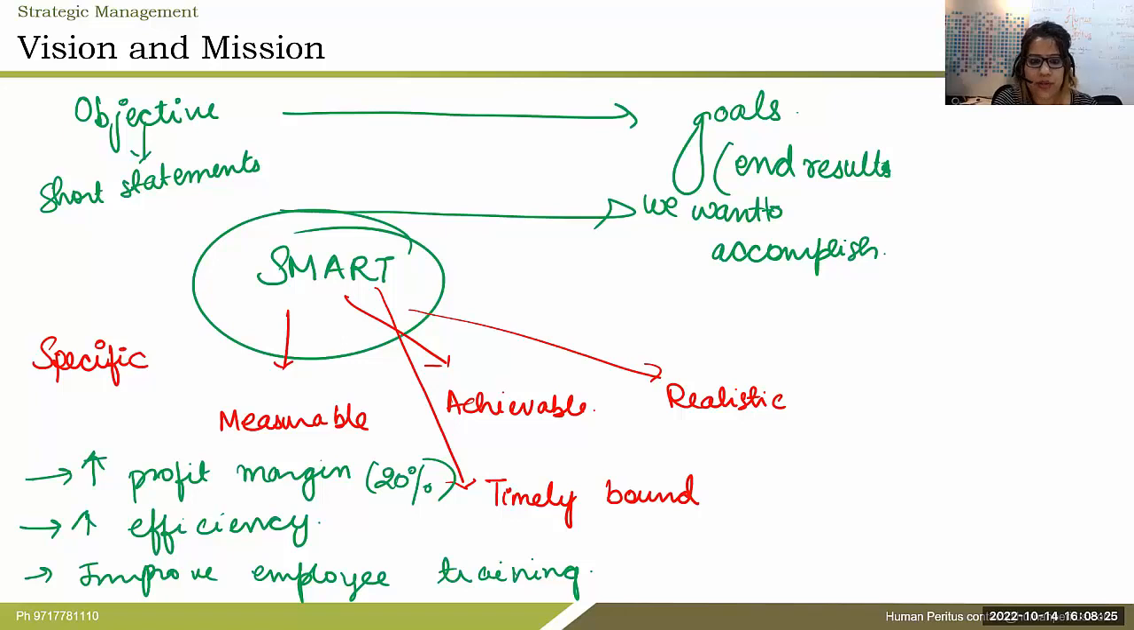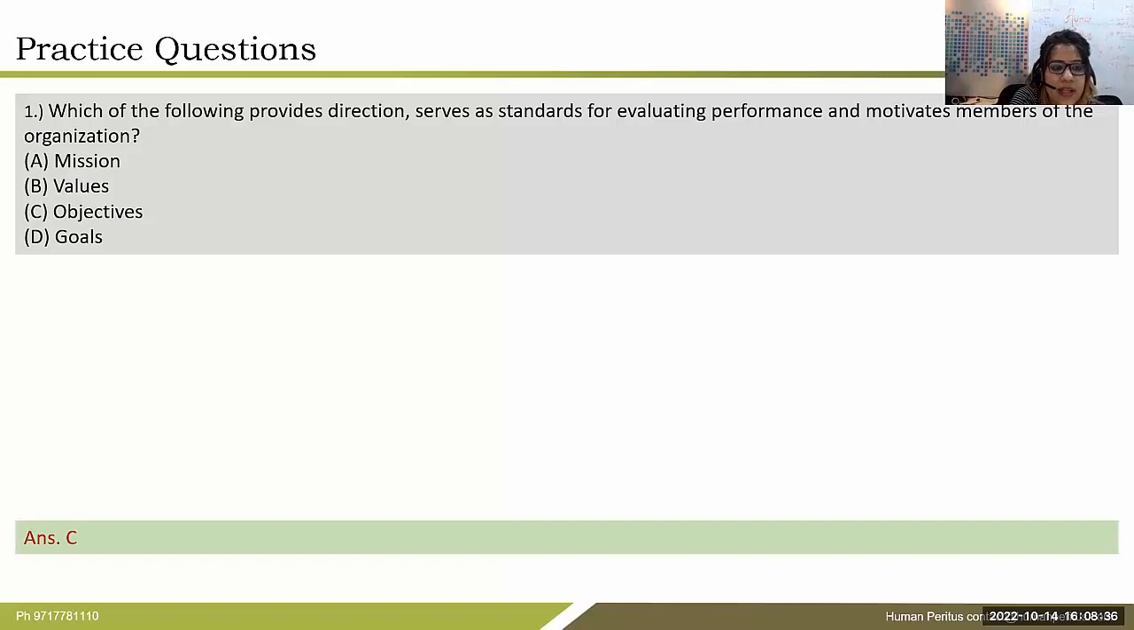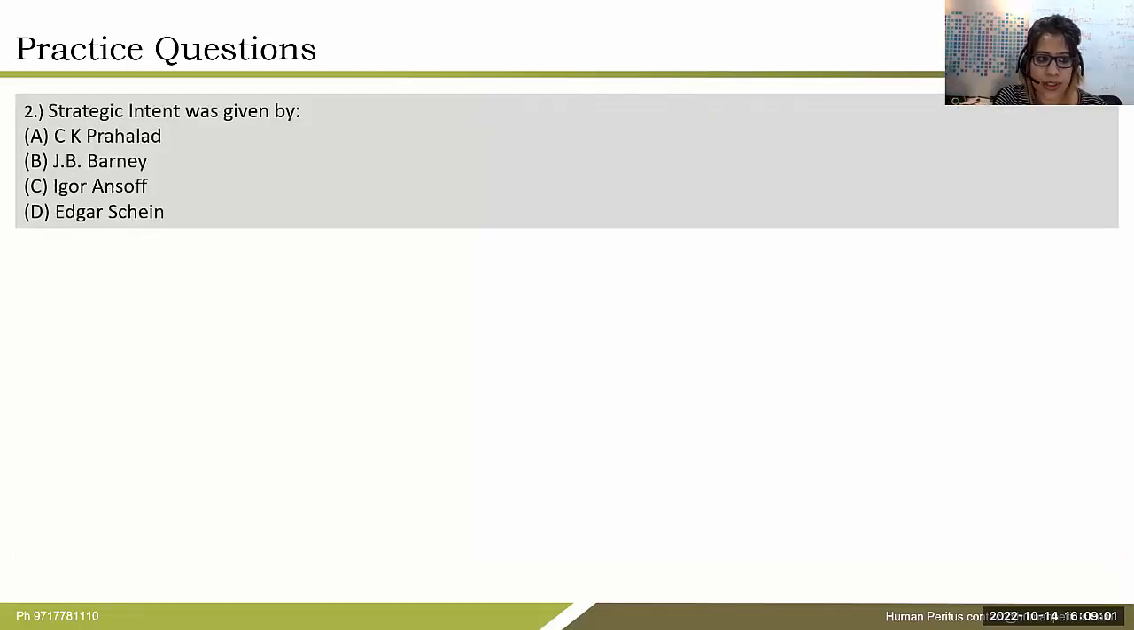Okay, let's go to the questions. Which of the following provides direction, serves as standards for evaluating performance and motivates members of the organization? The answer is objectives. Objectives provide us direction. You know what the mission is, you know what the values are. There could be a chance that you are confused between objectives and goals. But objectives give us direction so that we can achieve the goals. So here, objectives are going to provide us direction.